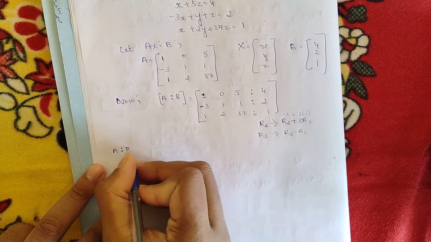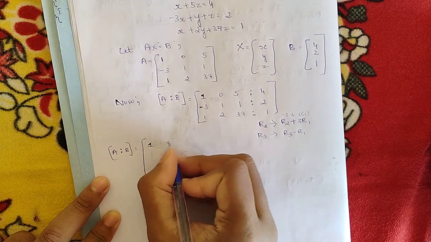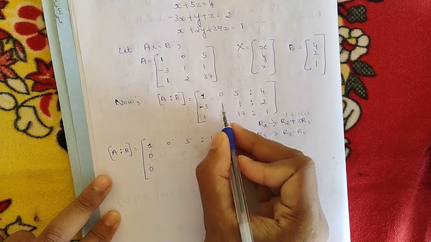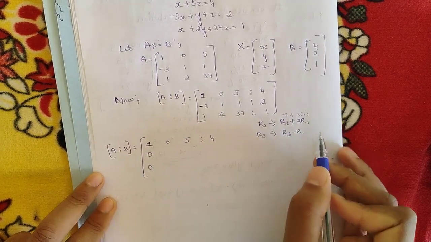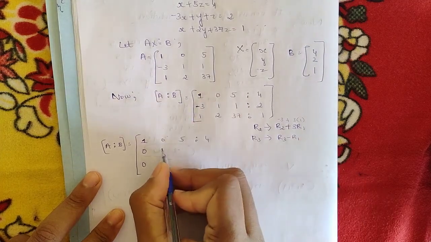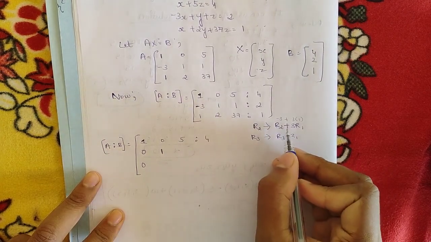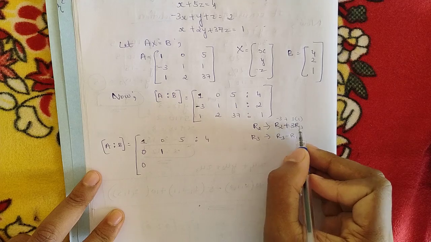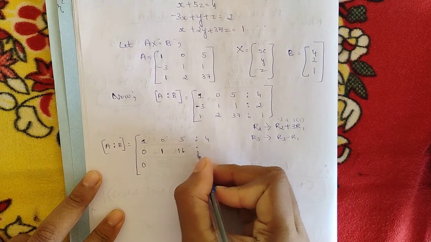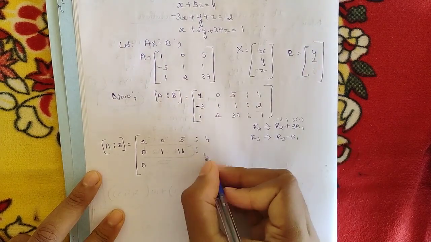So according to the changes, write the augmented matrix once again. First row as it is: 1, 0, 5, 4. Next is 0. And this term is R2 plus 3R1, right? So 1 plus 3 times 0, that is again 1 itself. Then R2: 1 plus 3 times 5, that is 15, so 1 plus 15 is 16. Again 1 plus 3 times 4, that is 12, so 1 plus 12 is 13.